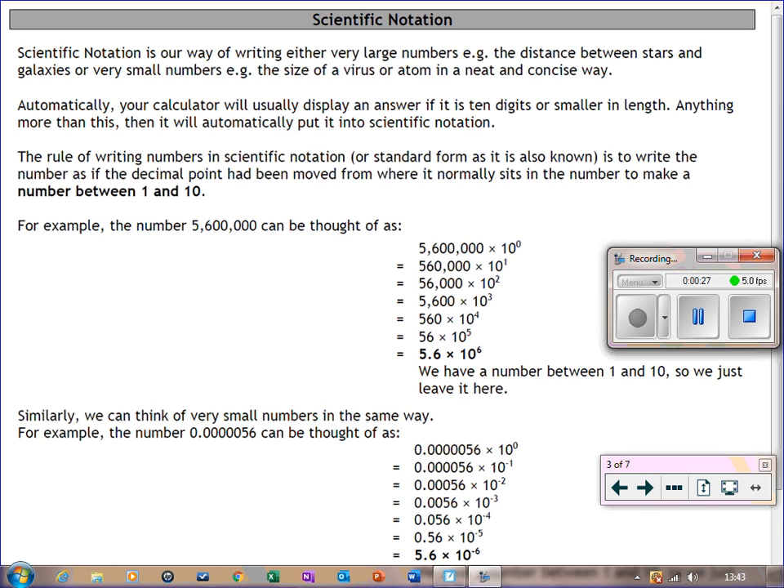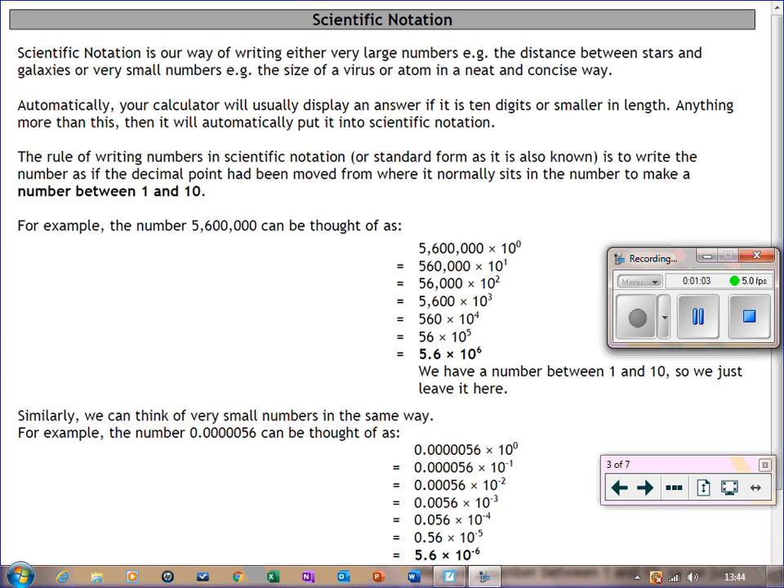Scientific notation is our way of writing down very large numbers or very small numbers. So for example, if we think about the distance between stars and galaxies, those numbers are immensely huge. We don't even think about kilometers, we would think about light years. And even then, it's many millions and billions of light years apart. So really big numbers that we have to write in a very small, concise way.